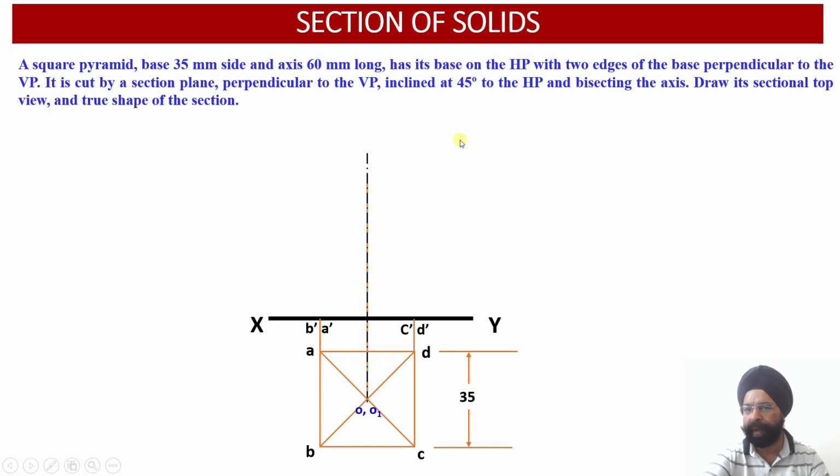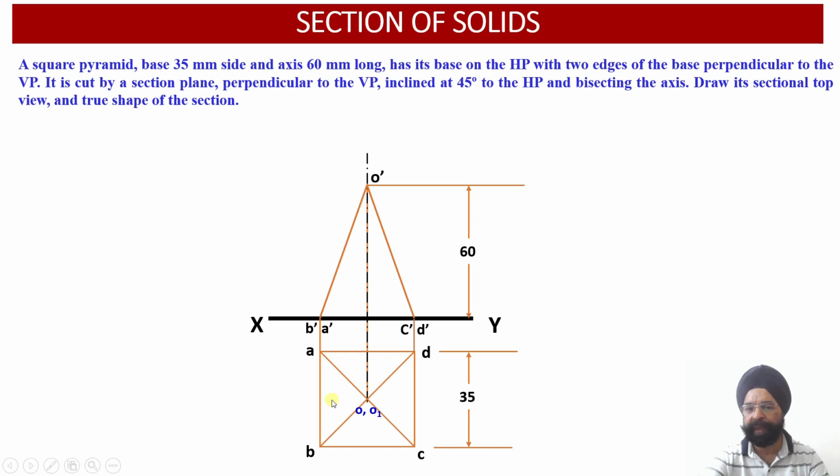Now I am going to mark the axis height. The axis height is given to me as 60 millimeter. Once I draw the 60 millimeter height, this gives me the location of the point O dash. And now I am going to join the slant edges O dash A dash, O dash B dash, O dash C dash and O dash D dash.